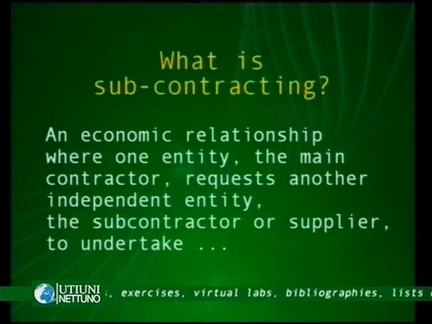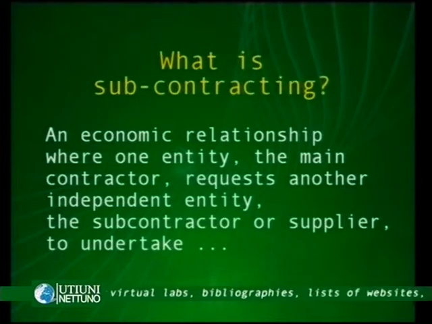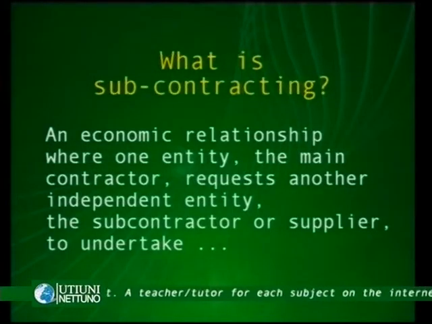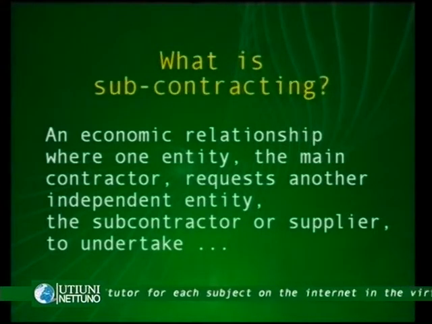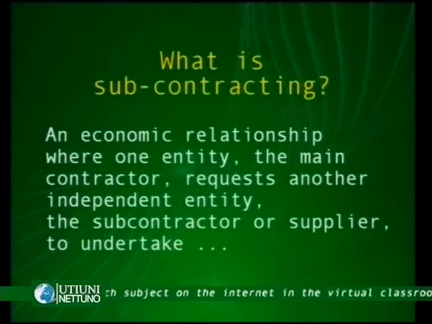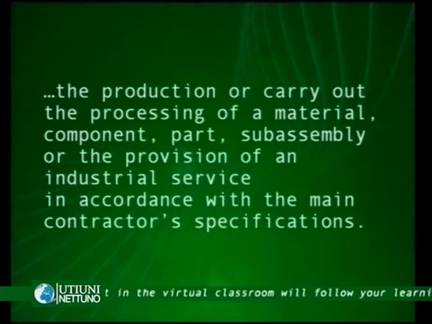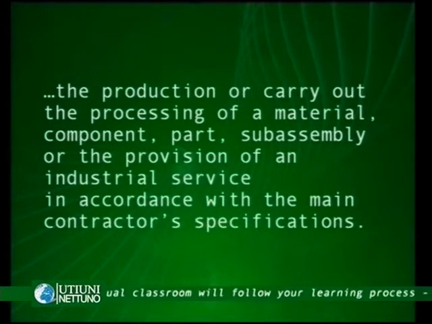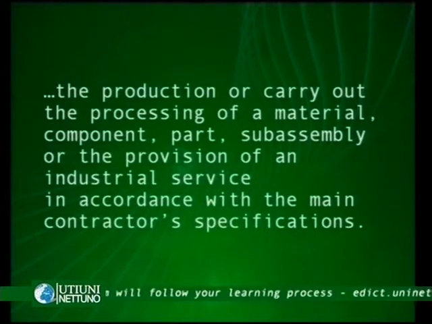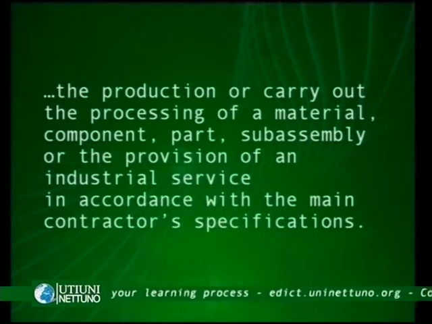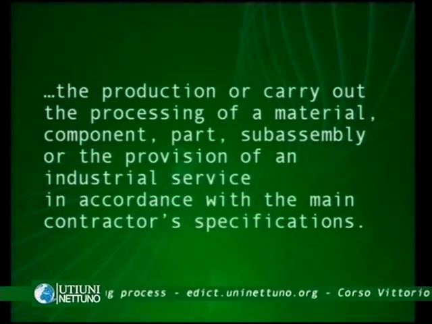Let me now introduce some of the definitions. First of all, it is important to understand what is subcontracting. There are varying definitions of subcontracting, and UNIDO has developed its own, and this is the one I'm going to present to you right now. The definition is an economic relationship where one entity, the main contractor, requests another independent entity, the subcontractor or supplier, to undertake the production or carry out the processing of a material, component, part, subassembly, or to provide an industrial service in accordance with the main contractor's specifications.